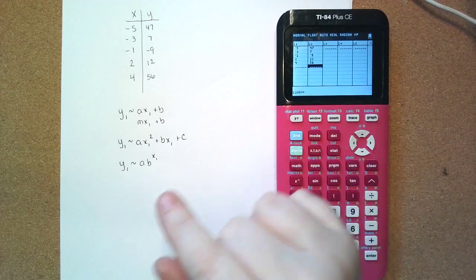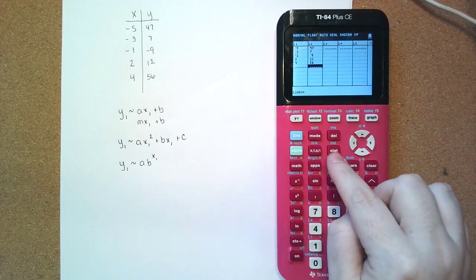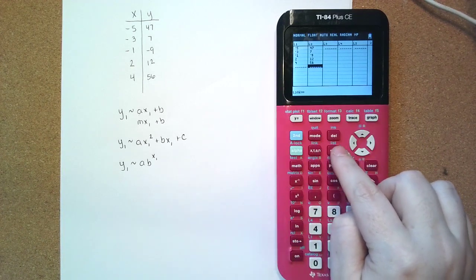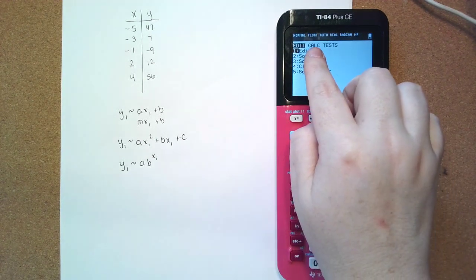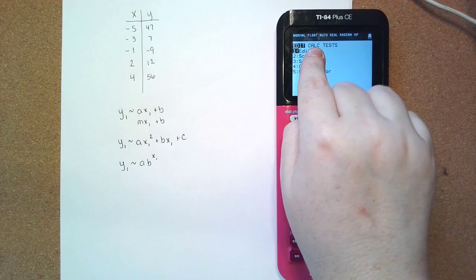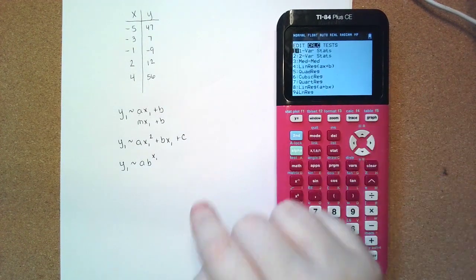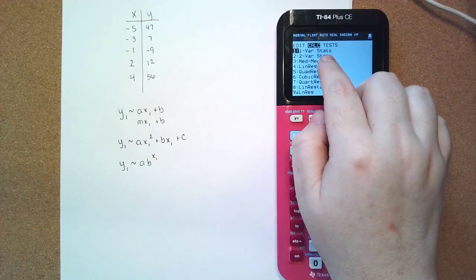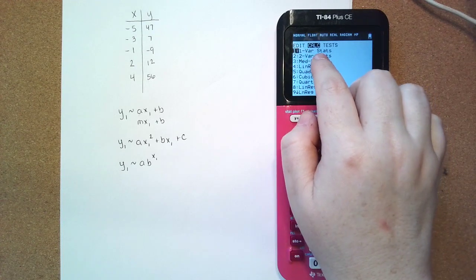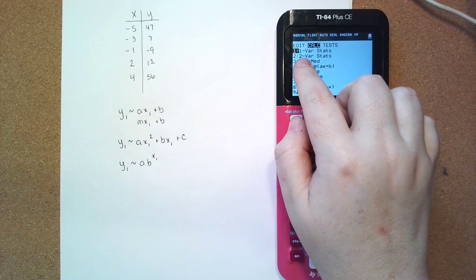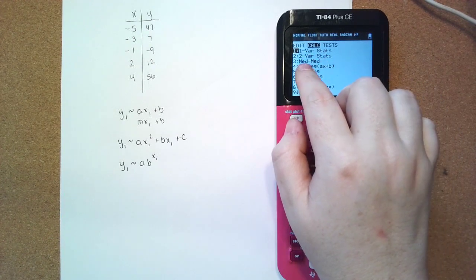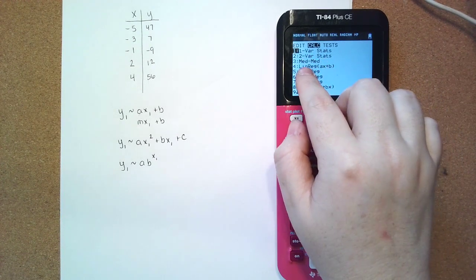Now that we have our table in, we want to do the regression. So we're going to go back to that stat key because this is where our information is located. Now, instead of editing anything, we're going to calculate our regression. So we're going to press the right arrow key to calculate. We have one variable statistics. That's what you would use for your box plot, for your mean, median, mode, all that kind of stuff. Two variable statistics, median to median, linear regression.